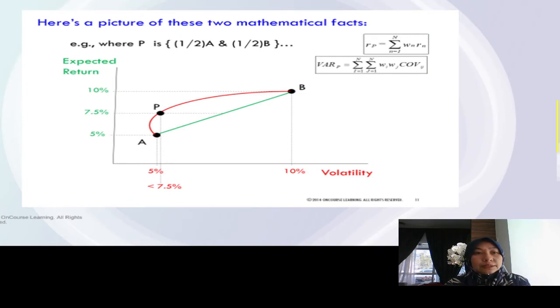So here is a picture of these two mathematical facts. The first one is linear, the weighted average of the portfolio return, and this one is the volatility, the risk of the two assets. It is non-linear, meaning it is not the same. It will be less risk through this portfolio theory.